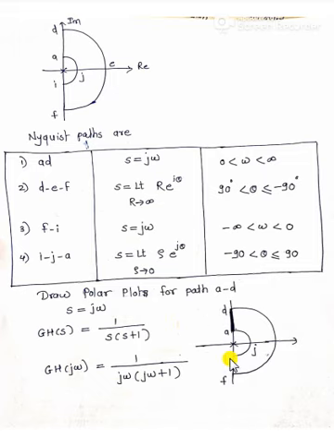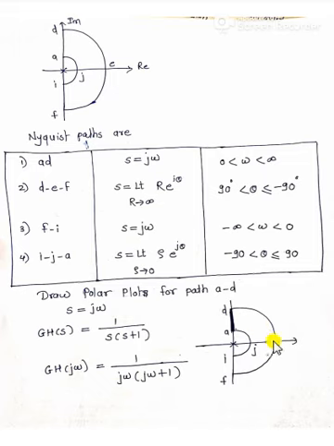So we have four paths: AD, first path where S is j omega and angle is 0 to infinity. Why 0? Because this semicircle's radius is tending to 0. So we considered omega for A is 0, and for D, the second semicircle, the bigger one, radius is tending to infinity, so angle is infinity.